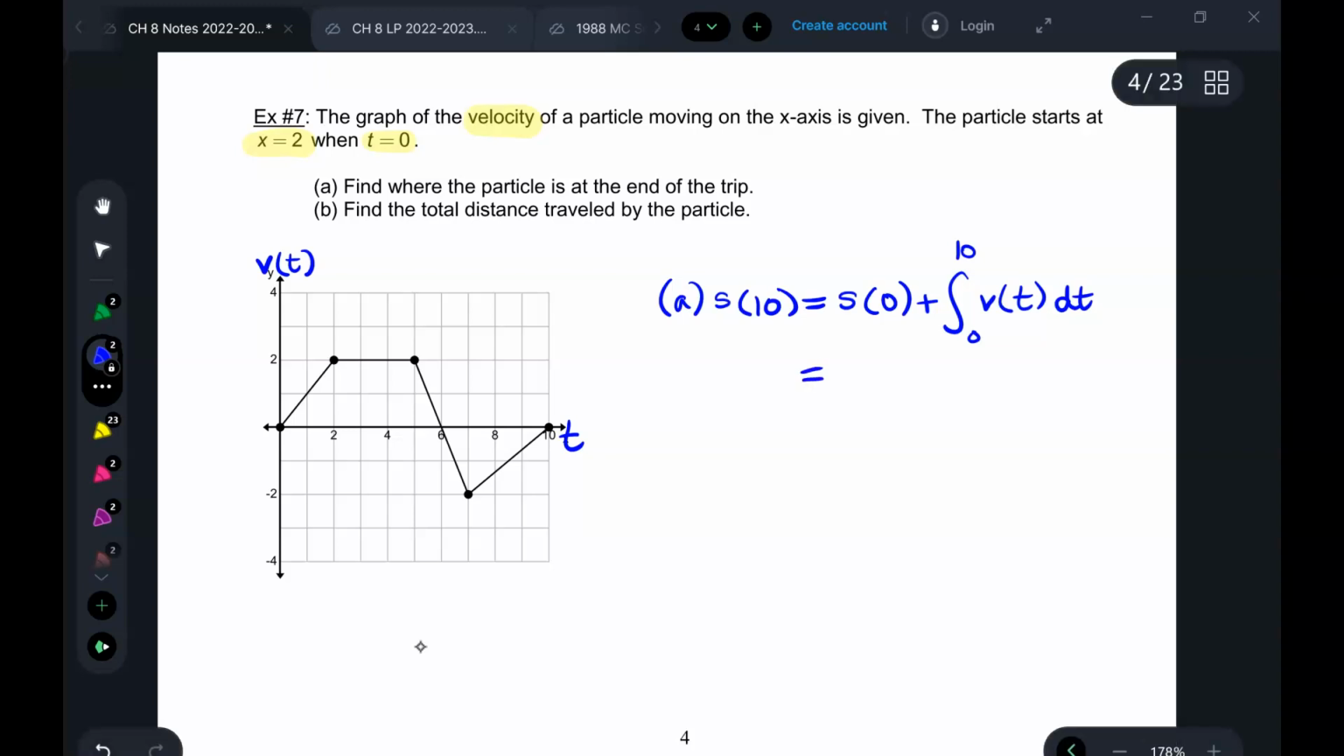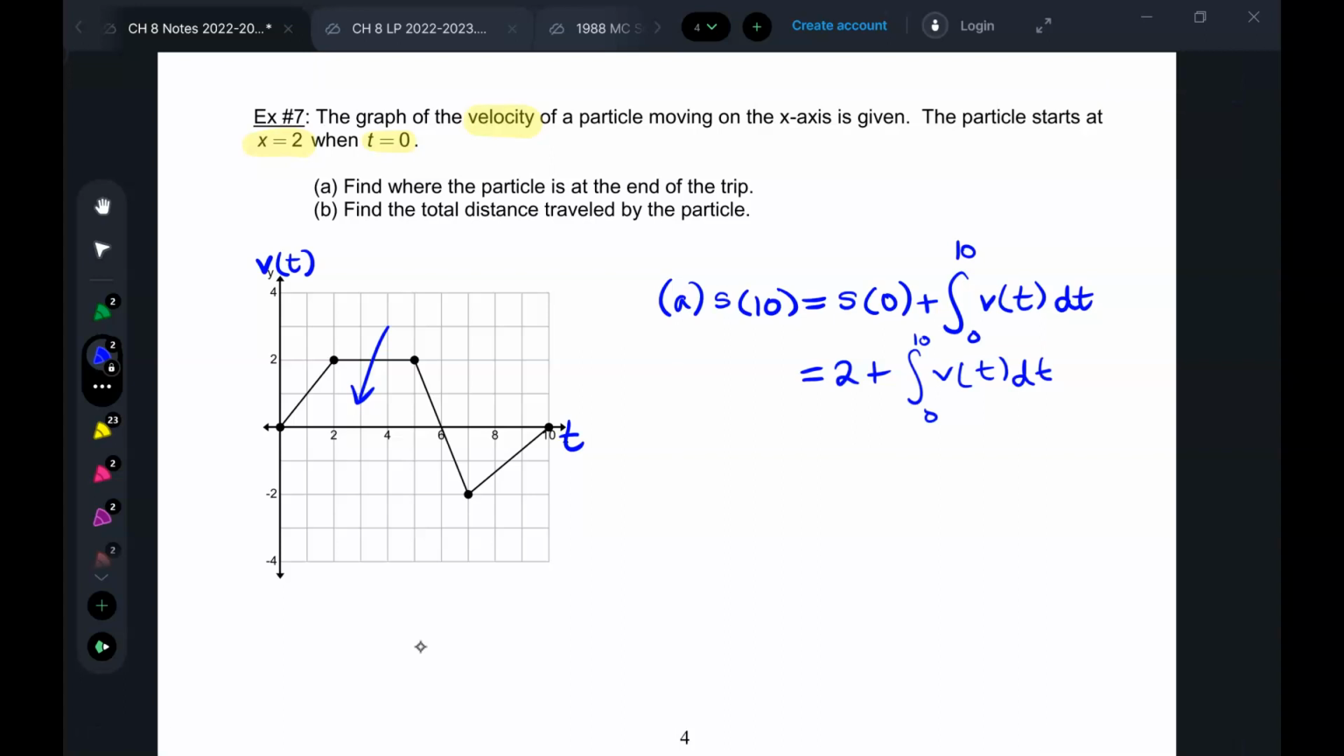Okay, what's the initial? It's 2. Okay, what do we need to do? We need to figure out this area and this area.